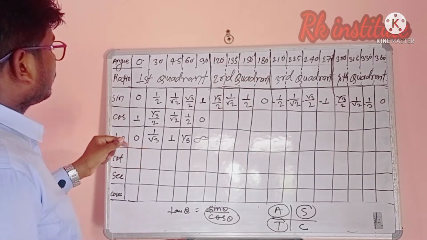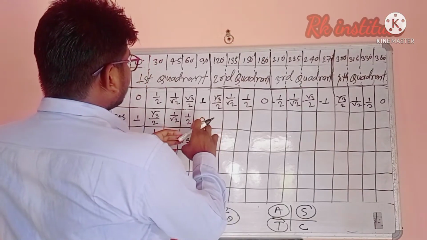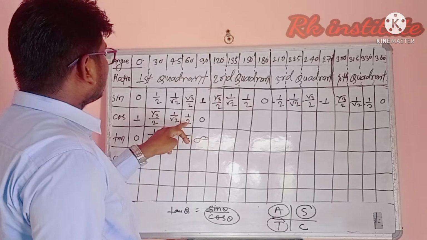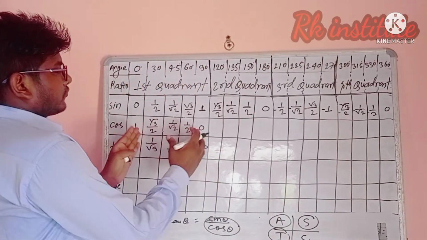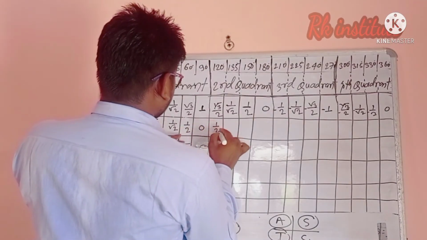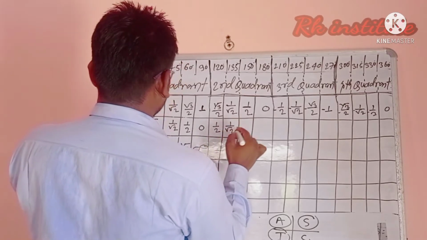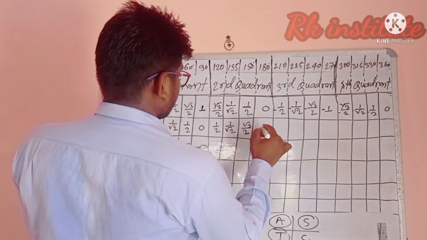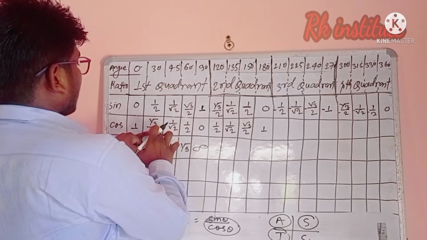In the same way you have to write here. The ending point of this is 0, so you have to write from here. 1 by 2, 1 by root 2, root 3 by 2, 1. The end is 1, so we have to write from there.